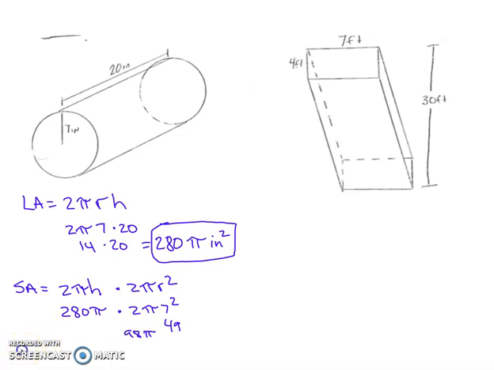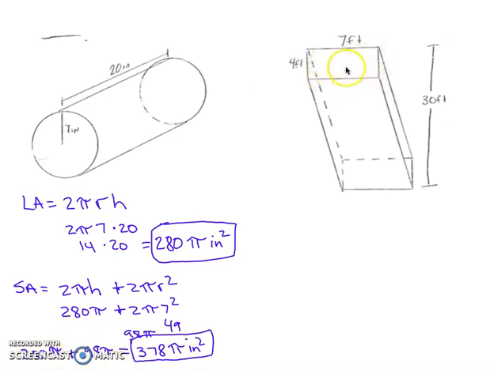So we would end up with 280 pi plus 98 pi. This should be plus, sorry. And that would equal 378 pi inches squared, because remember, it's still area, so our units would be squared.